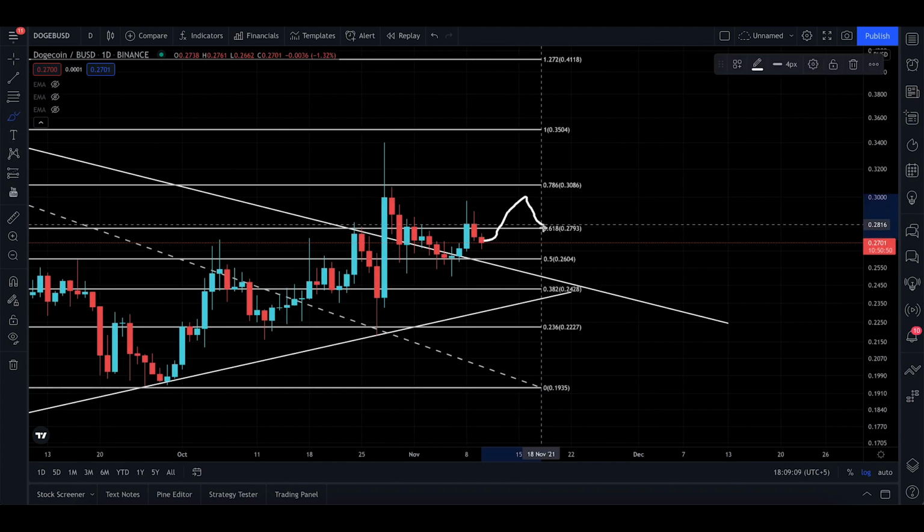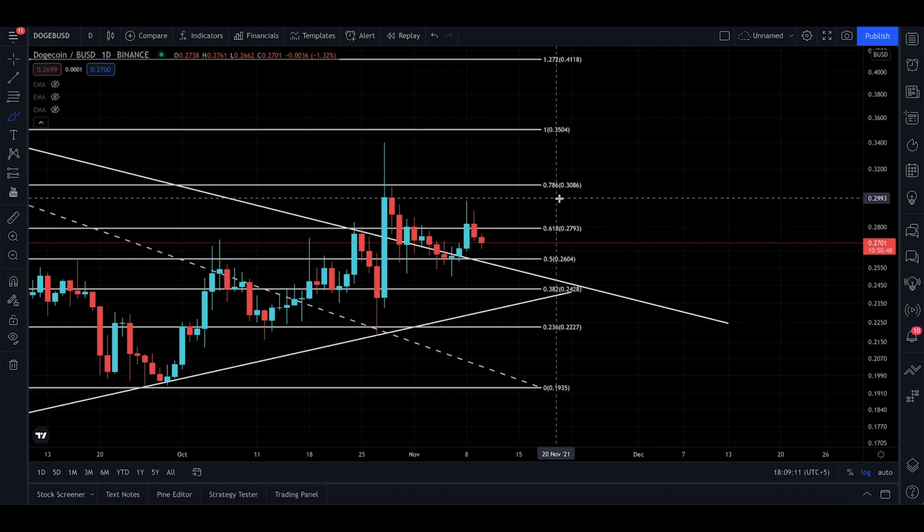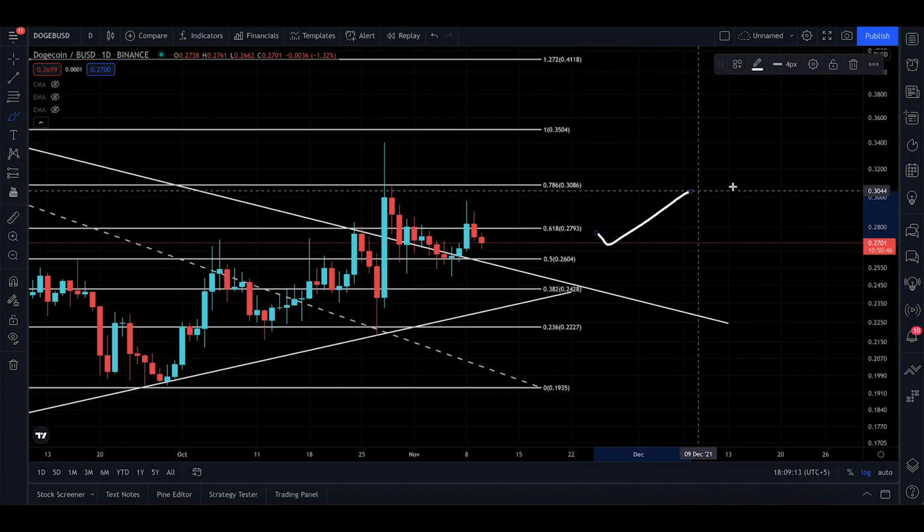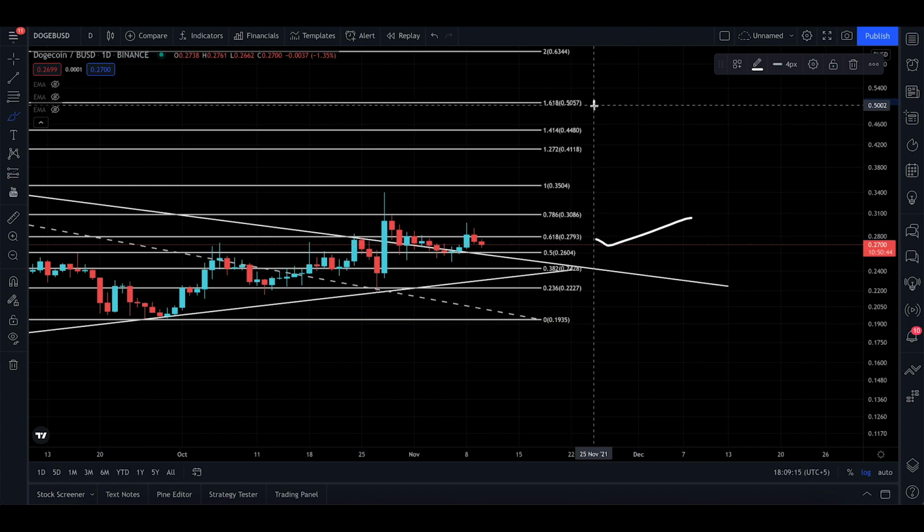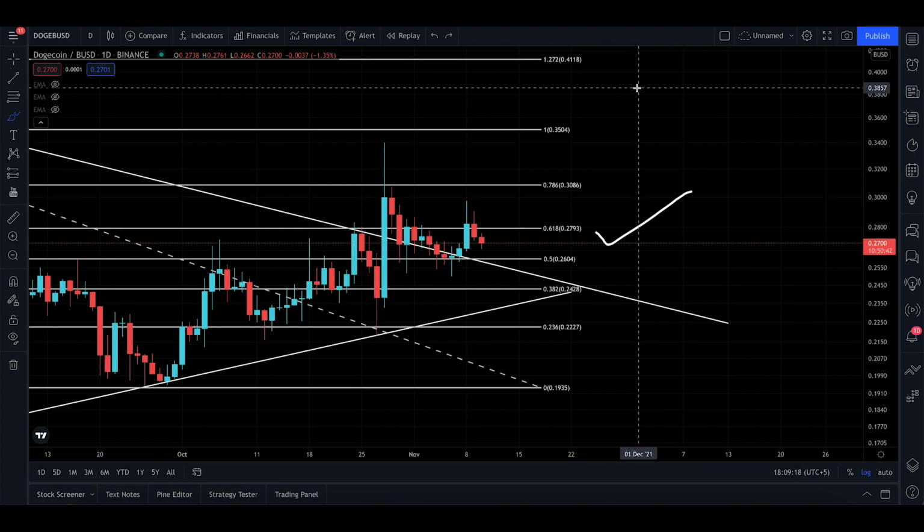What we want to do instead is climb up, hold the 0.2793 like a boss, put a tick right there into the golden ratio, and then we're good to go to the 1.618, which is the 50.